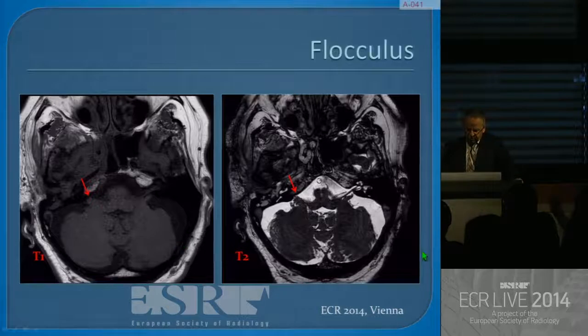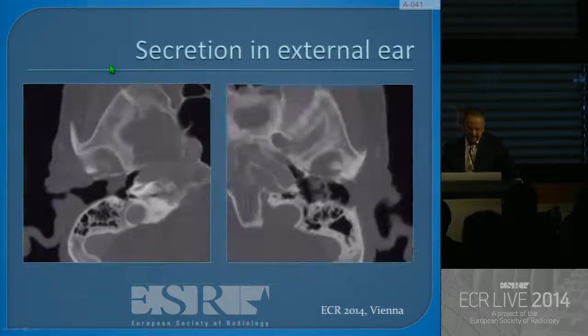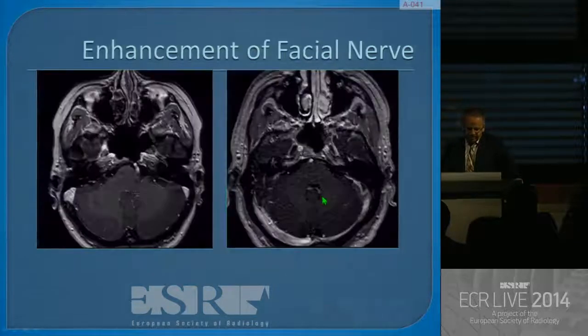Sometimes the flocculus may look bigger and asymmetric on one side, which can be mistaken for a lesion in the cerebellopontine angle. Secretion may be another source. In this case, there's a true lesion on the right side, the squamous cell carcinoma of the external auditory canal, but there is a suspicious lesion. In fact, it's a secretion. We can define the secretion with the air-containing structure, as in this case.